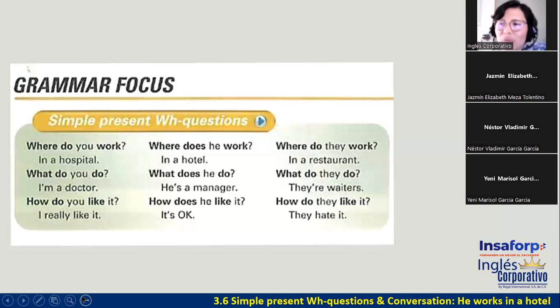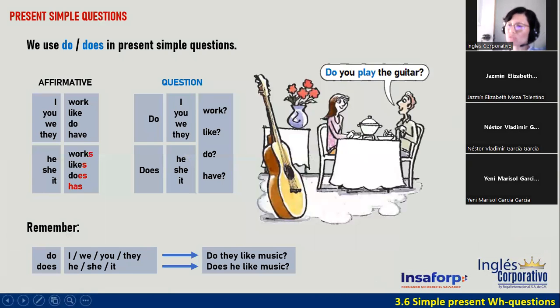Esa es la pregunta. ¿Qué tanto te gusta? I really like it. Si le preguntamos a alguien más, how does he like it? Por alguien más, mejor dicho. ¿Qué tanto le gusta? It's okay. How do they like it? ¿Qué tanto les gusta a ellos? They hate it. ¿Verdad? No les gusta. Entonces, esas son las preguntas que vamos a estar trabajando para la parte de WH questions, ¿verdad?